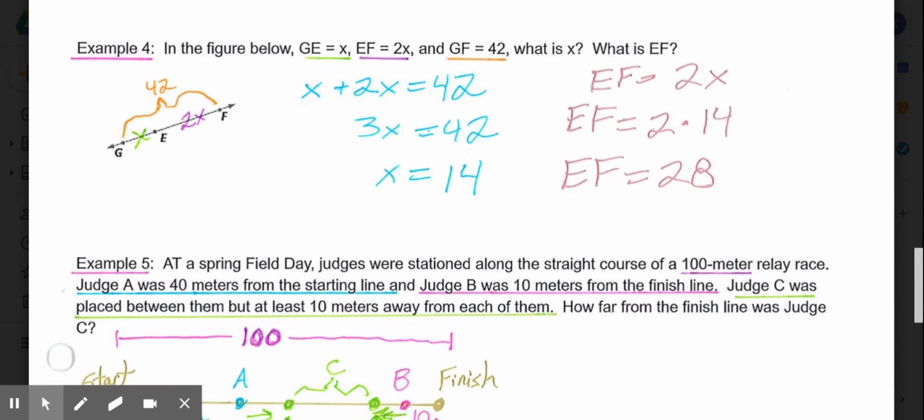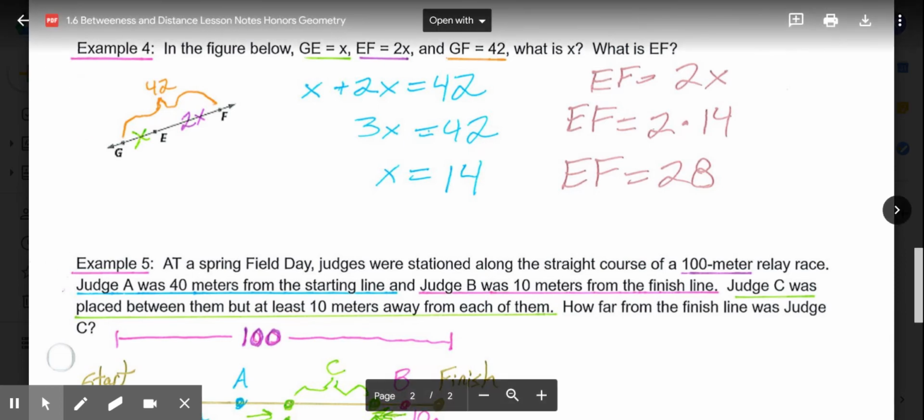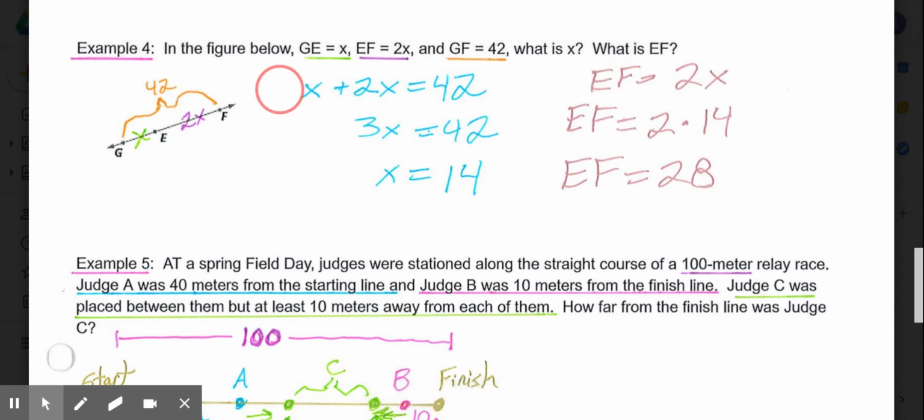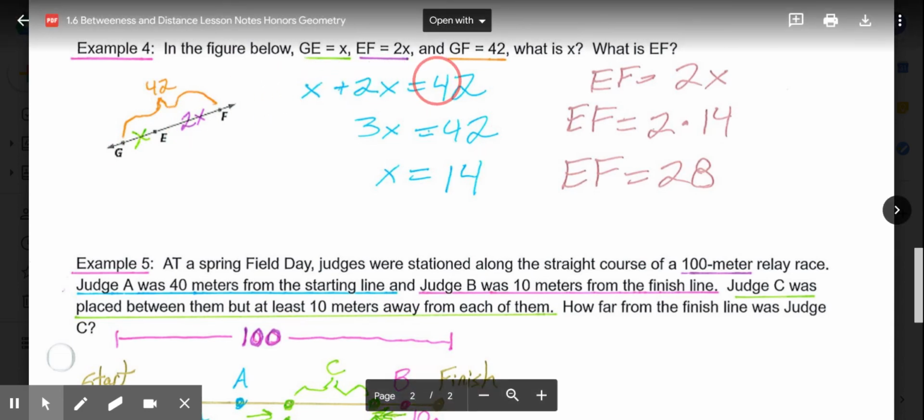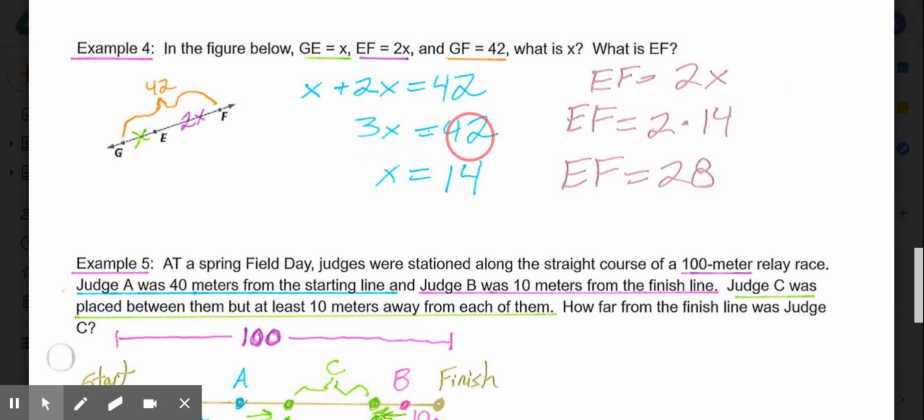Example 4. In example 4, it says in the figure below, the distance of G to E is x, E to F is 2x, and G to F is 42. What is x? What is EF? So in this case, we know G to F was 42, GE was x, and E to F was 2x. So I know x plus the 2x equals 42. So 3x equals 42, divide by 3, and x is 14.